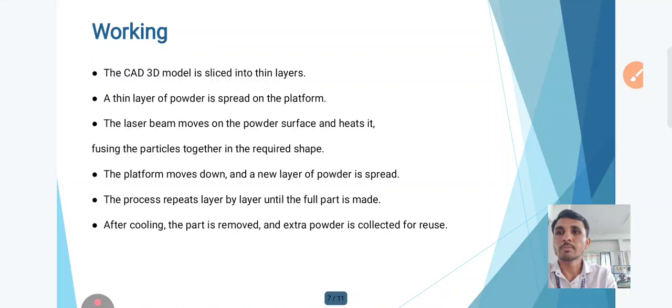Now we see the process. First we have to prepare a 3D CAD model. Then the 3D CAD model is sliced into thin layers. A thin layer of powder is spread on the platform. Then laser beam moves on the powder surface and heats it and fuses the particles together in the required shape. Then platform moves downward and a new layer of powder is spread. Then the process is repeated layer by layer until the full part is made. Then after cooling the part is removed and extra powder is collected for reuse.